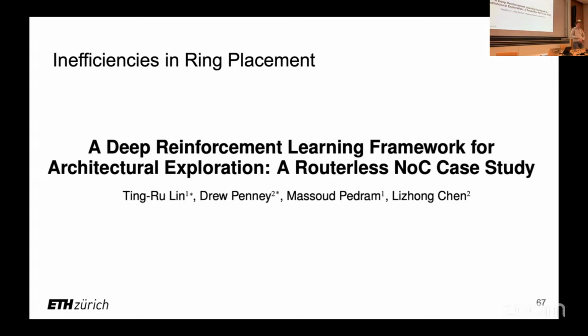And basically, they model this as a reinforcement learning problem. The agent places loops on your design, and then you have some kind of objective function that tells you if the things are connected and if the hop counts are low.